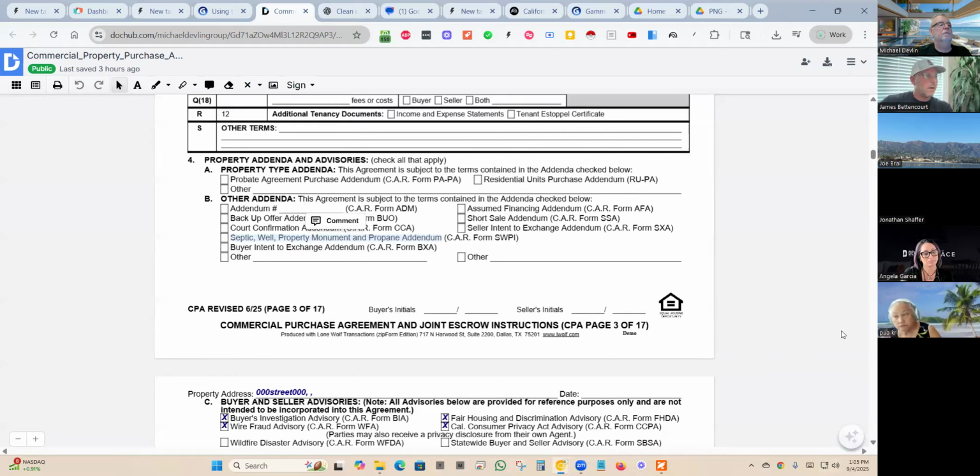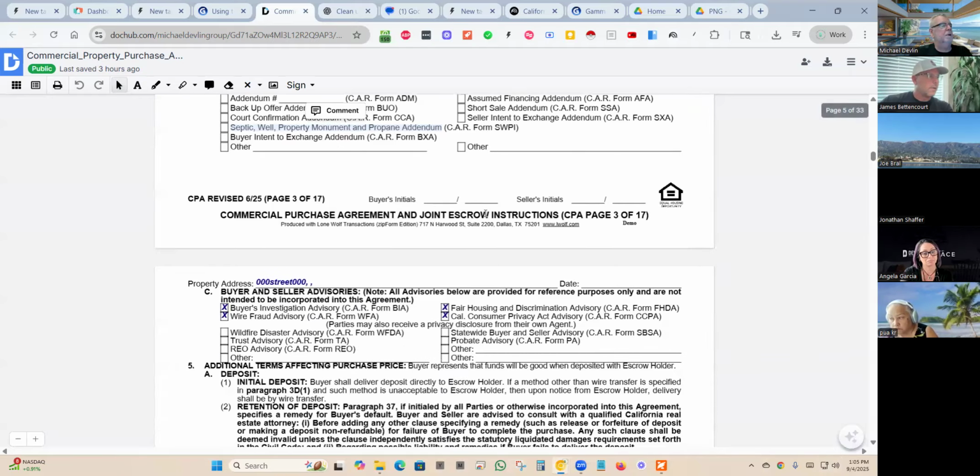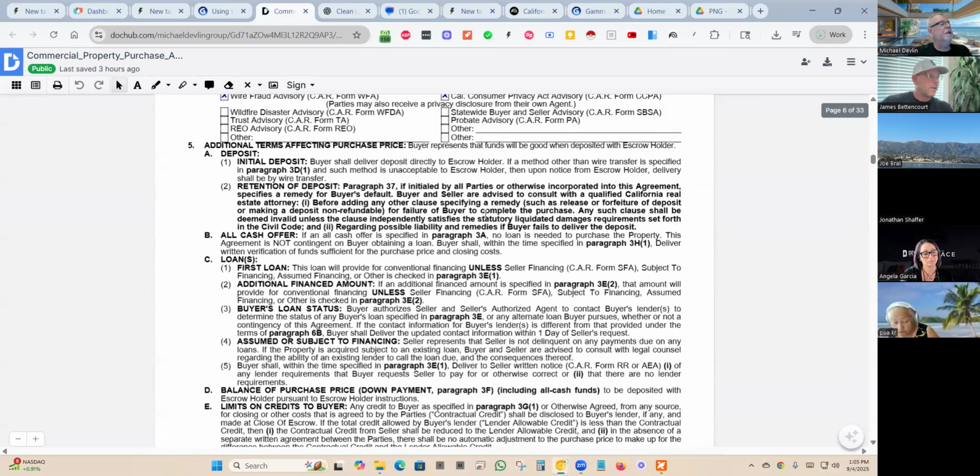Exchanged, that sort of stuff. Assumed financing is possible. All right, let's just take a look at this initial deposit. I could be doing this going through the grid, but in residential real estate, a typical deposit is 3%. Earnest money deposit, typical.